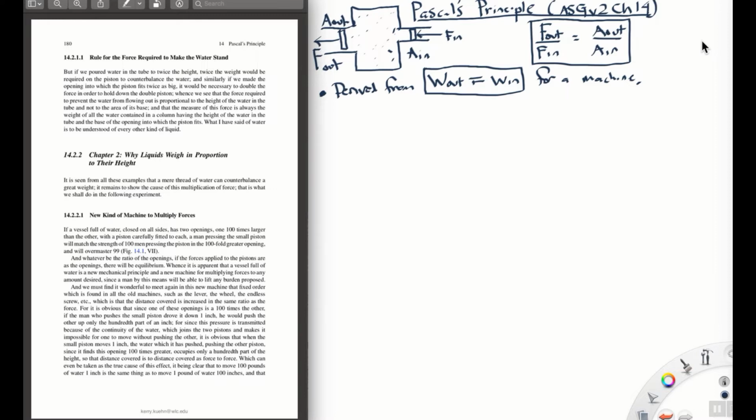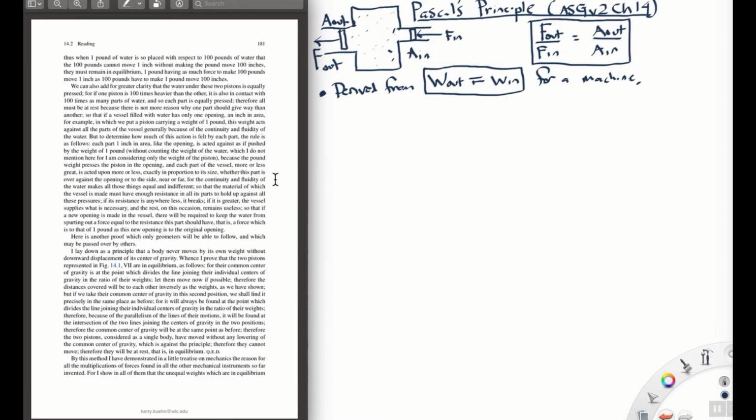Well, he derived it from the idea that for any machine, the work that you put into it is equal to the work that you get out of it. This is what Pascal describes at the bottom of page 180. The nice thing is that he arrives at Pascal's principle in another way. So if you don't like the previous proof using the idea that the work out equals work in, he's going to derive it in a different way on the next page, page 181.